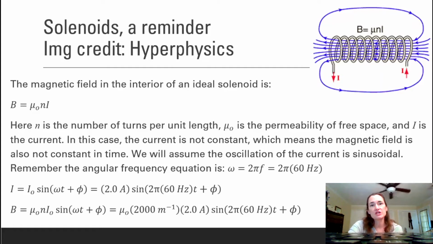Now, because of our equation for the solenoid, B is equal to mu naught N I, we can plug in and get the magnetic field for the solenoid, okay? B would be equal to mu naught, 4 pi times 10 to the minus 7 in SI units, times 2,000 turns per meter, which I've just written here as meters to the negative 1 power, or inverse meters, times 2 amps, times sine of 2 pi times 60 hertz times t plus 5. Okay, so that's our magnetic field. So you can see that our magnetic field is oscillating and changing in time.